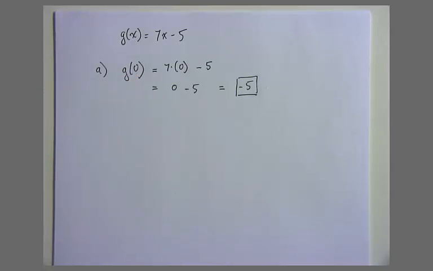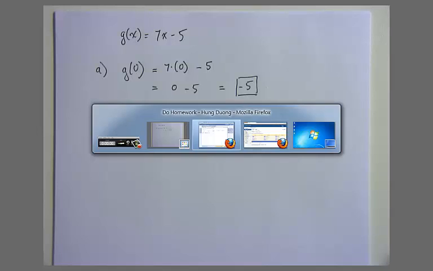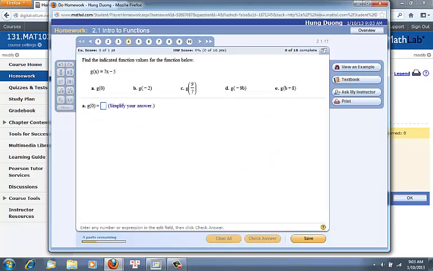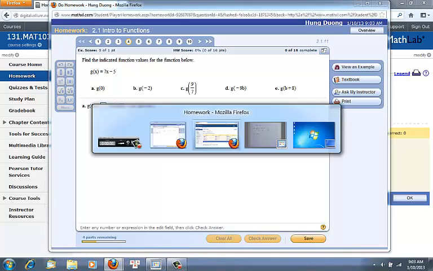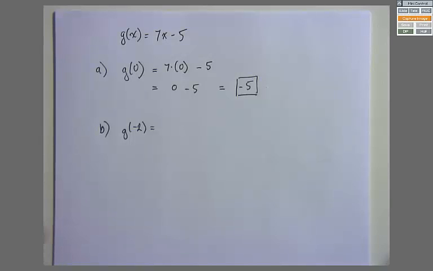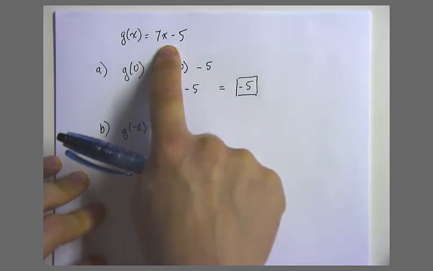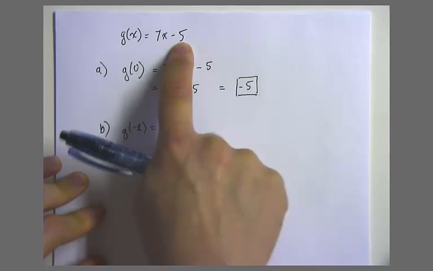So if you look over to part B and allow me to switch back to the screen, and here actually, so part B of the problem, still the same function. We are being asked to find g of minus 2. So g of minus 2, same function, 7 times x. For x can be whatever the input is, 7 times x minus 5.